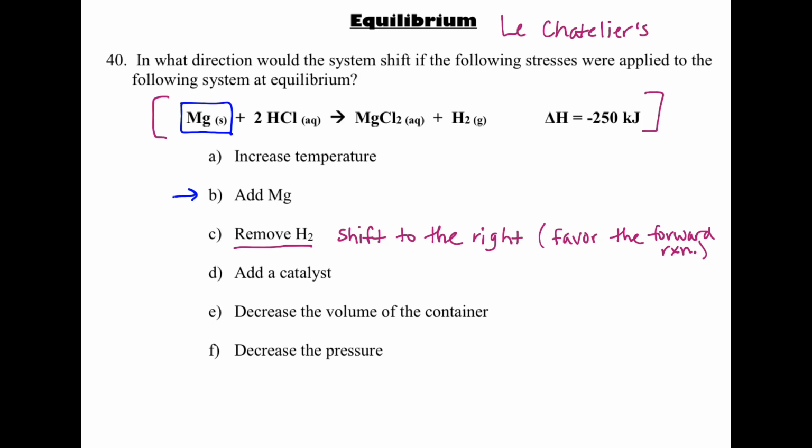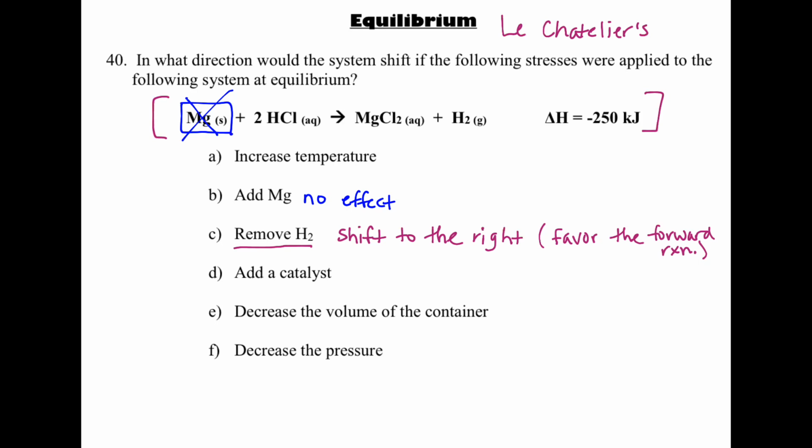And as I mentioned earlier, solids and pure liquids are not included in the equilibrium expression. So even though we are adding more of something, since it's not in our equilibrium expression, this would actually have no effect on our system. Had magnesium been a gas or an aqueous solution, then adding it would have forced the reaction to the right, but since it's a solid, it actually has no effect. So those were our 2 examples that we're dealing with the addition or subtraction of a reactant or product. So let's look at another one.